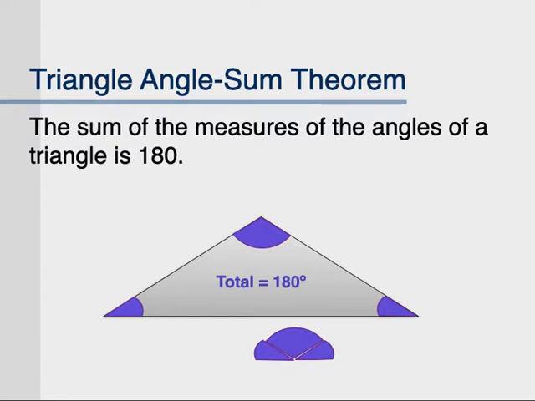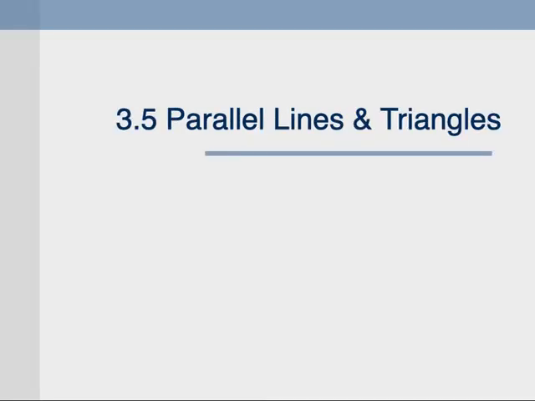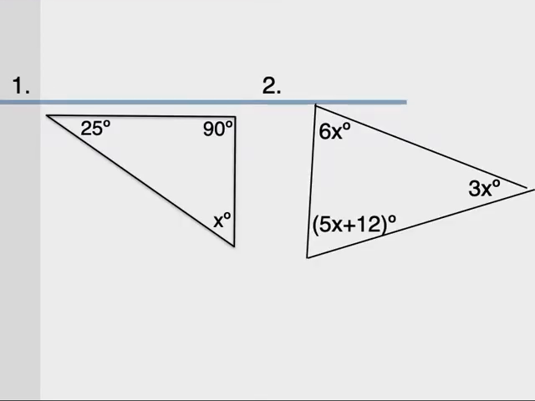All right, now we're going to apply that theorem in particular to solving the first couple problems on your notes. So go to your 3.5 notes. Question 1. Well, you know, for any triangle, the sum of those interior angles will be 180. So you're going to start just by saying x plus 25 plus 90 has to equal 180. Go ahead and solve.